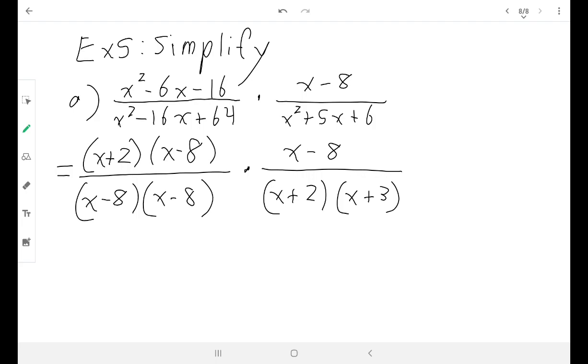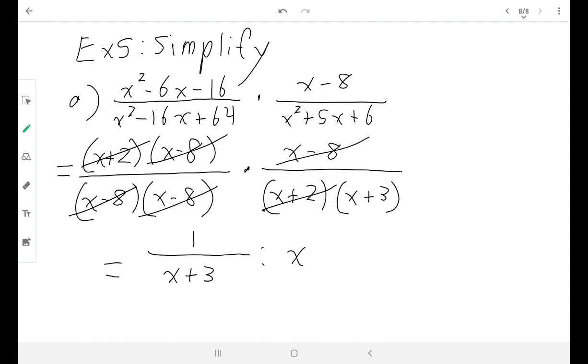And then you cancel things on the bottom with things on the top. But remember, you can only cancel between multiplication. So this x minus 8 can cancel this x minus 8. This x minus 8 can cancel that x minus 8. This x plus 2 can cancel that x plus 2. And with nothing left in the top, you put a 1. And in the bottom, I have an x plus 3. And then I probably want to note that x cannot equal negative 3. That tells me where the asymptote is, things of that nature.